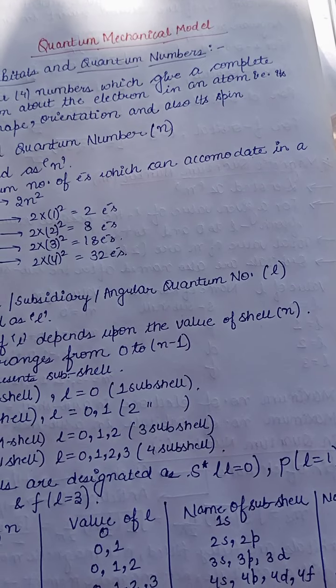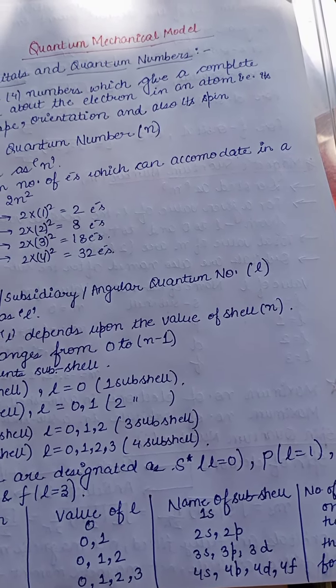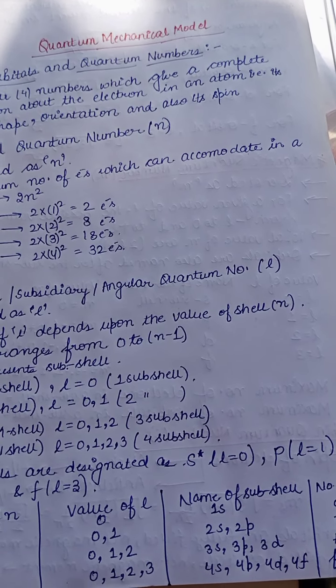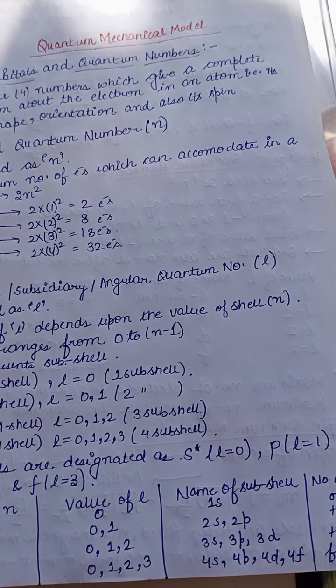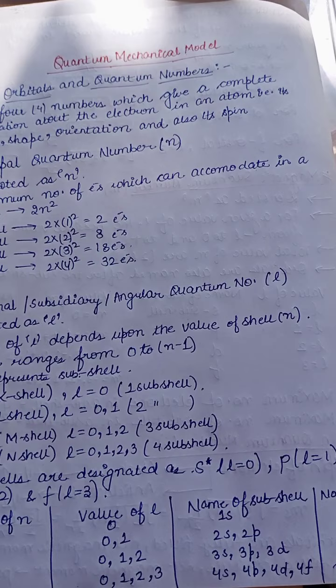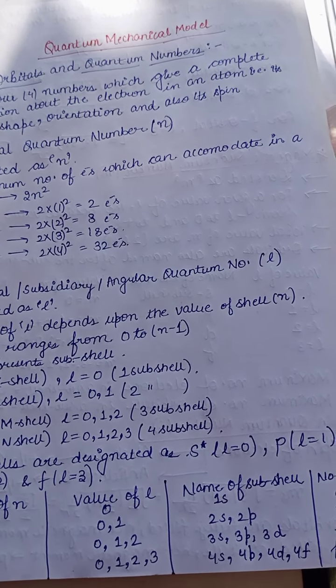So if the value of n is 1, the value of L will be 0, and the name of the subshell will be 1s. If the value of n is 2, the value of L will be 0 comma 1, and the name of the subshells will be 2s comma 2p. If the value of n is 3, we have L equal to 0 comma 1 comma 2, and the names of the subshells will be 3s, 3p, 3d.